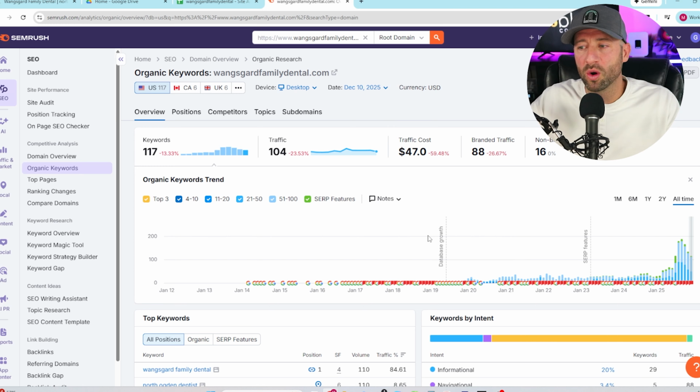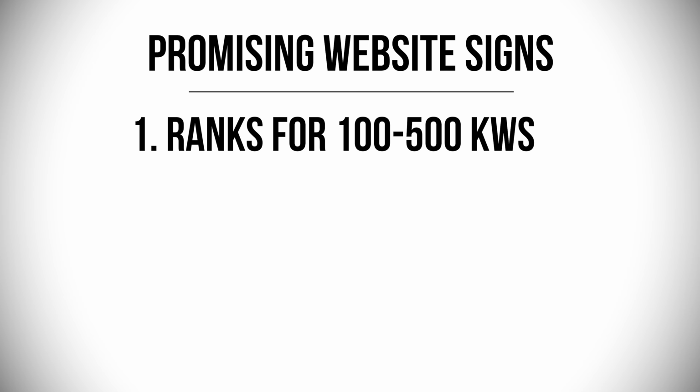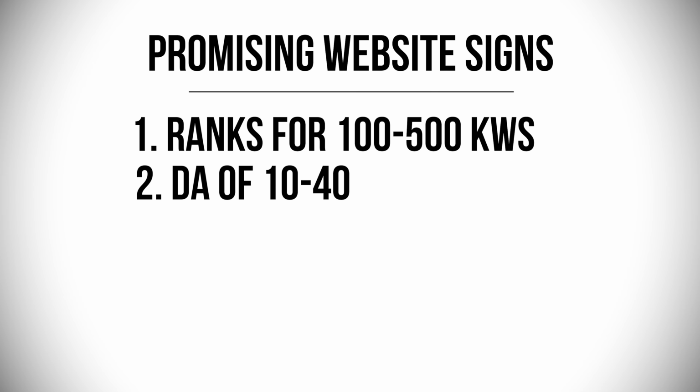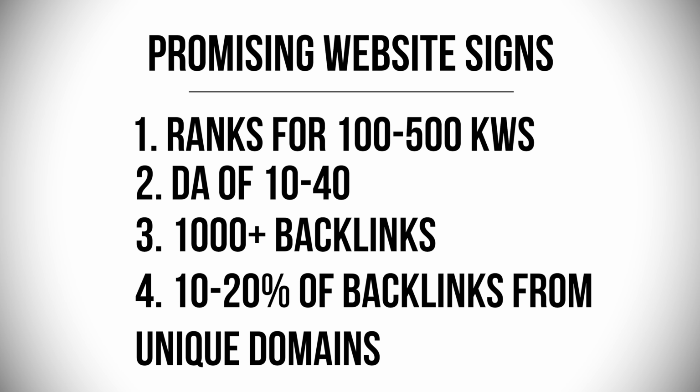So back to our report. For this website, that's not the case. They show ranking. Most websites that we look at are this way. And I love to see websites that at least have between 100 to 500 keywords that they're ranking for and a domain authority of about 10 or above with maybe a couple thousand backlinks and about 10 to 20% of those backlinks coming from unique referring domains.